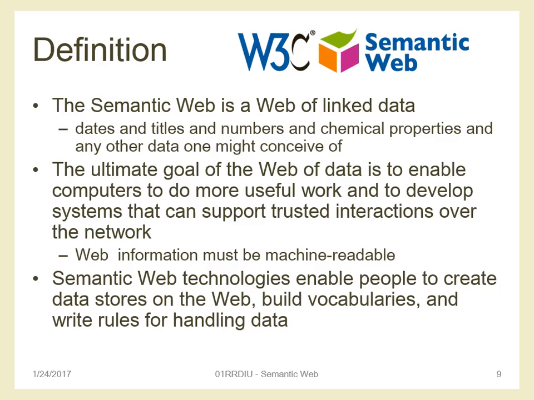So the definition by W3C, the World Wide Web Consortium, is that the semantic web, the definition 5 years ago was very different, but now they say, this is taken from the website, the semantic web is a web of linked data. So we are talking about data that have connections among them. Data can be anything, can be dates, can be titles, can be music artists, can be events, can be numbers, can be chemical properties, anything that we can think of. Persons, animals, plants, everything. Okay.